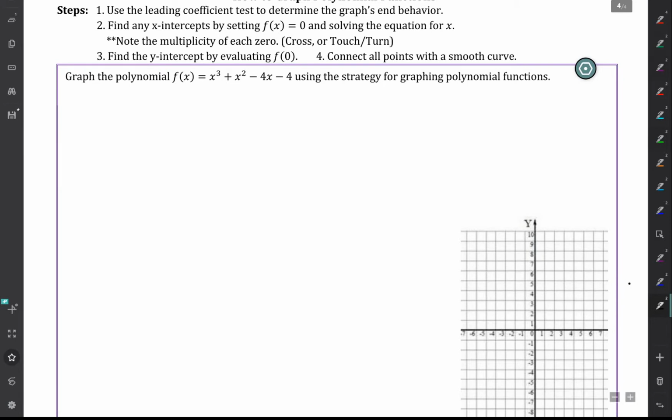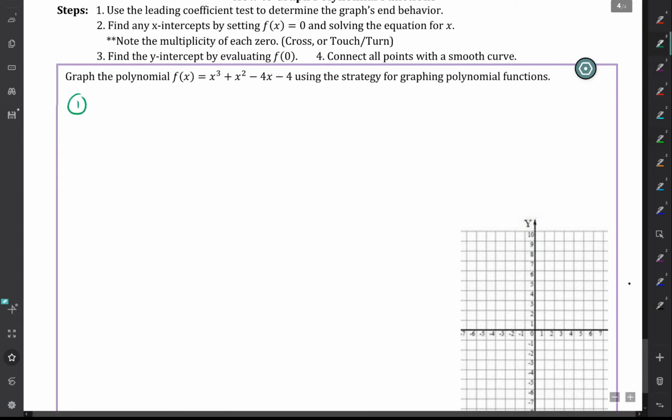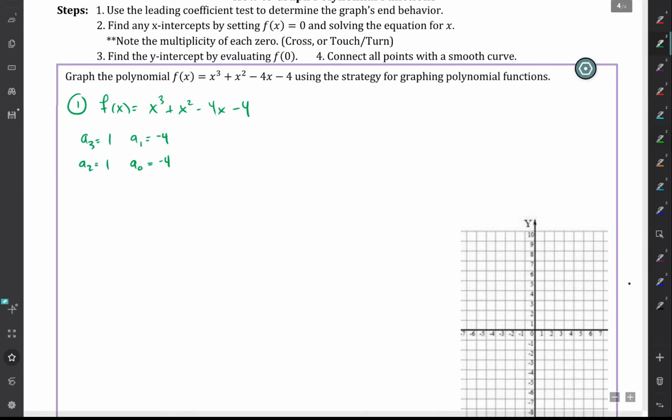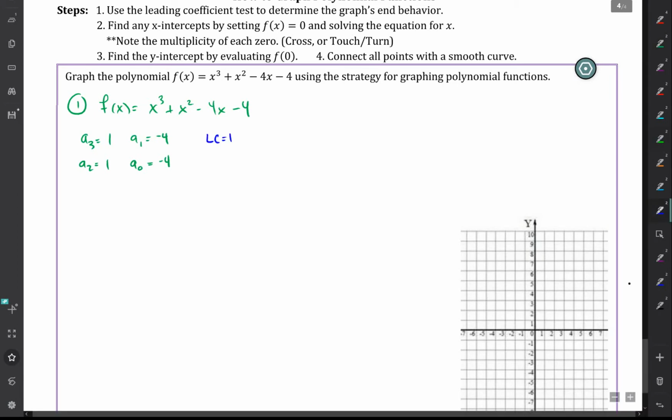Okay, so step 1 is to do the leading coefficient test. Here again, f of x is x to the third plus x squared minus 4x minus 4. And so I know that the coefficients are a sub 3 is 1, a sub 2 is 1, a sub 1 is negative 4, and a sub 0 is negative 4. Okay, so my leading coefficient is 1, and the degree is 3.